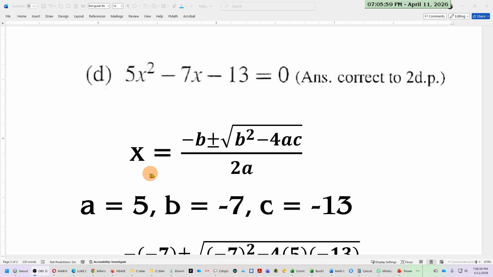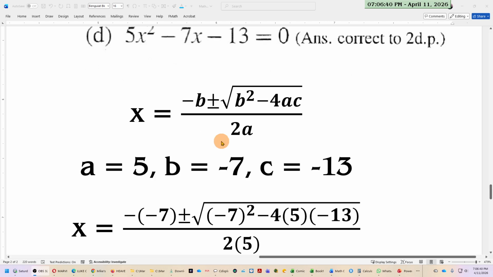The quadratic formula is given to you. I believe you need to memorize this for the exam, so it's wise to memorize this. Notice you'll see A, B, and C. When the quadratic is arranged with x squared, x, and then the number, the coefficient of x squared is A, so A is 5. The coefficient of the x value is -7, so B is -7, and then the number that stands alone is C, which would be -13.